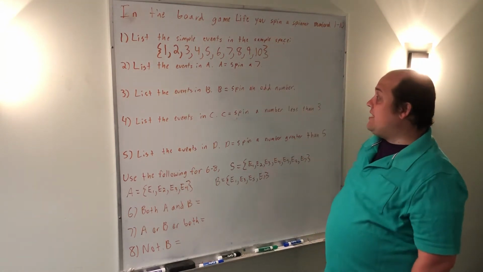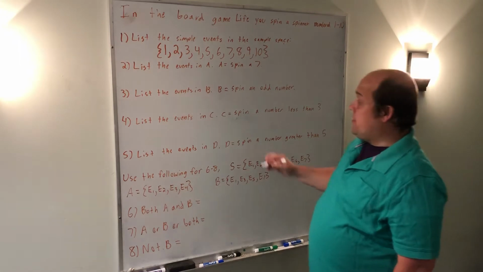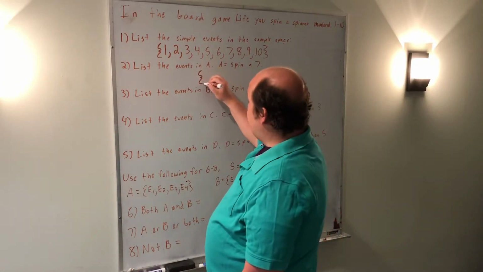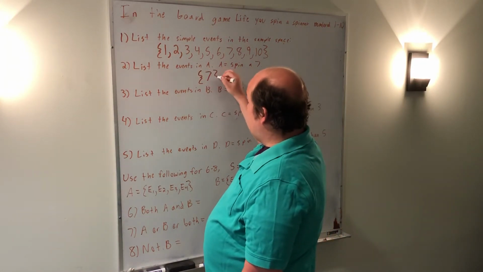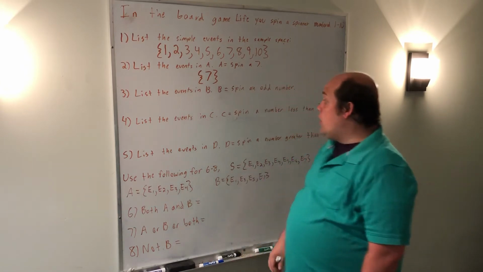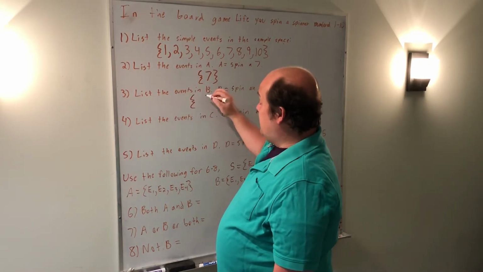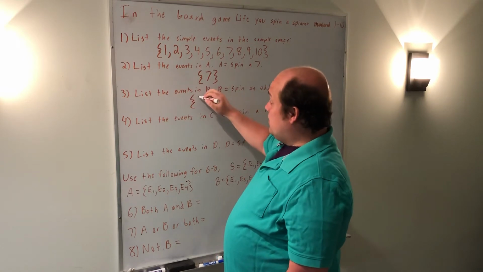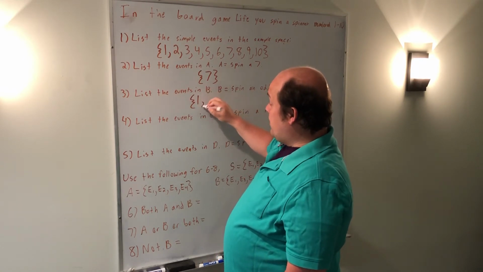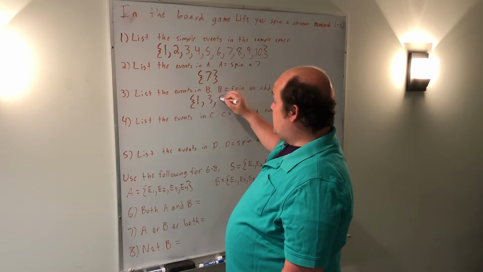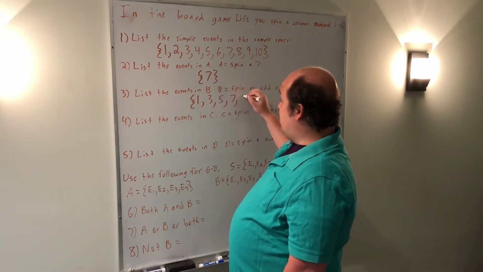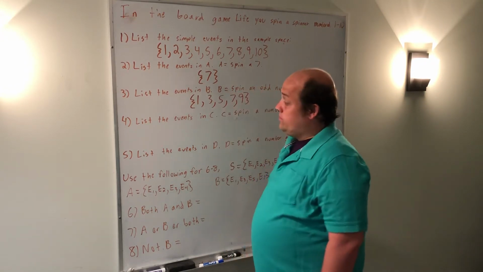When it asks me to list the events in A when A is spin a 7, there's only one event that fits spin a 7. That's the 7. When B says spin an odd number, there's 5 events that fit that event. So that would be spinning a 1, spinning a 3, spinning a 5, spinning a 7, or spinning a 9.